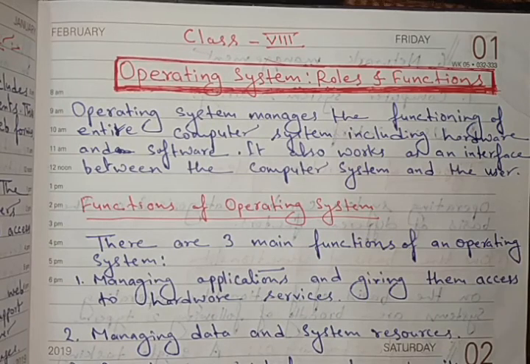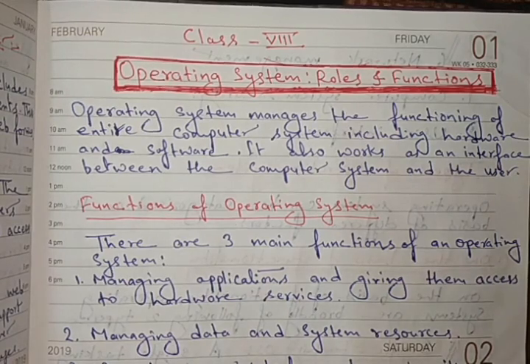The next one is the utility software. It comes in the form of disk cleanup, disk backup, disk manager, etc. And the next one is the operating system. Operating system is also one kind of system software.